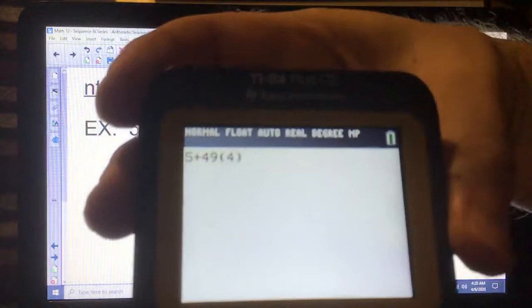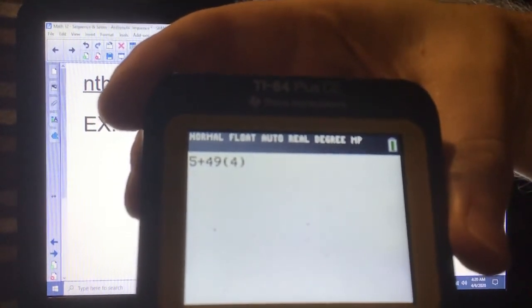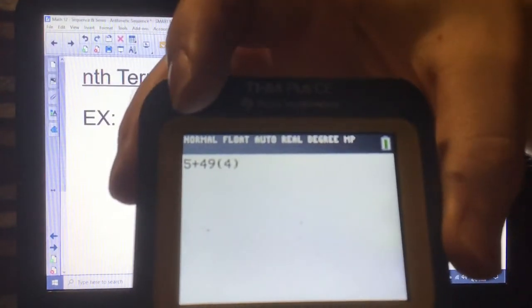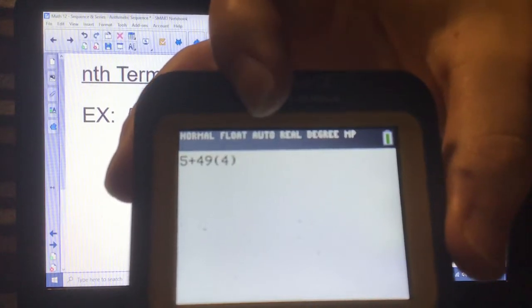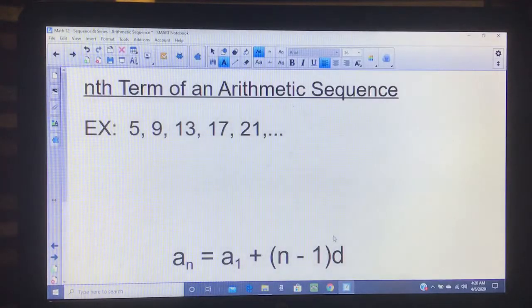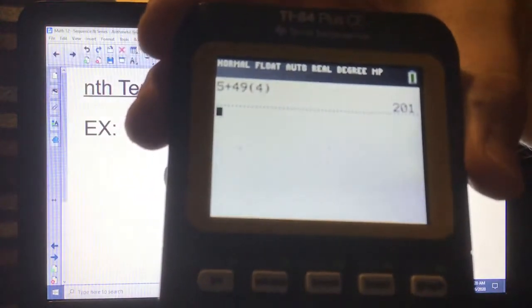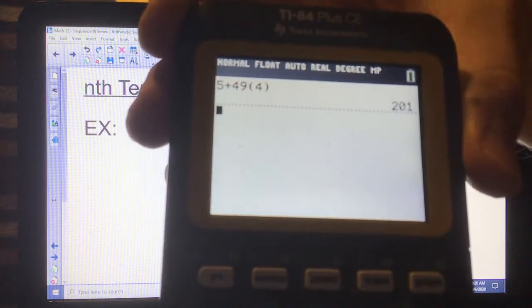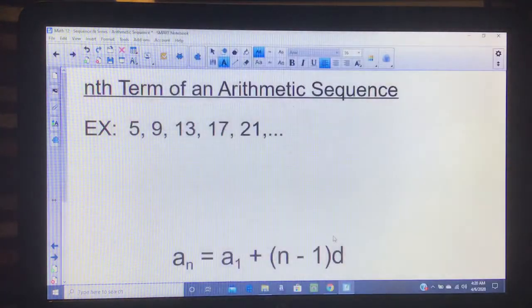So if I want a sub 50, I would do the first term, 5 plus 50 minus 1 times the common difference, which is 4. That tells me what is the 50th term. It's the number 201. Notice I didn't have to write out all 50 terms. I can just use this formula.